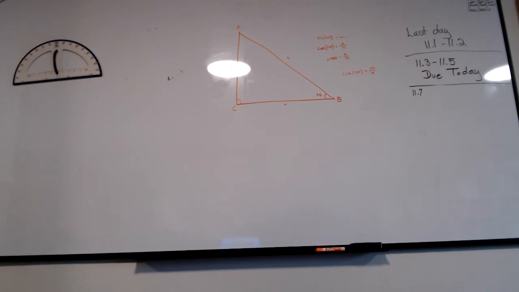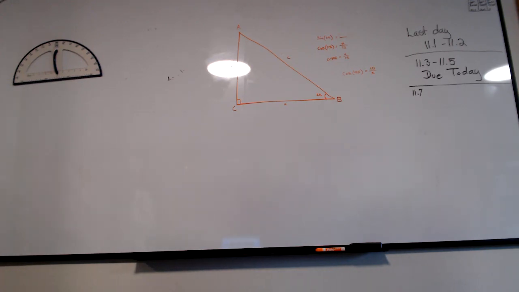I'm going to give you angle A. No, I'm going to give you angle B. Angle B is going to be 32. And what are we trying to find? I want you to find the length of B. Find the length of B.